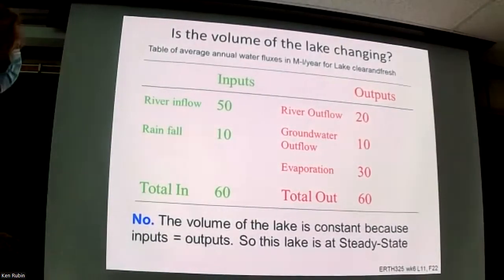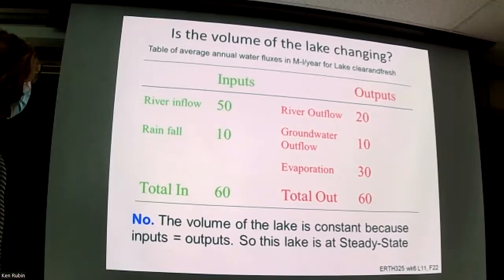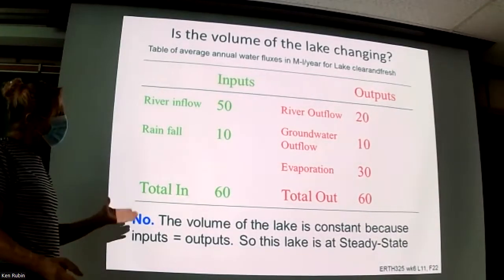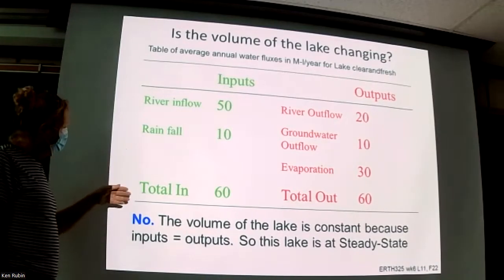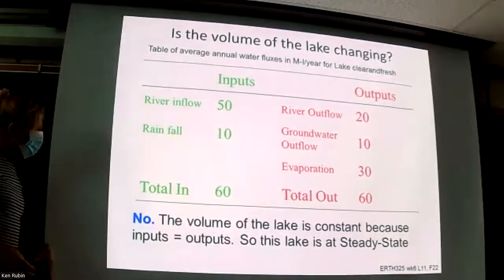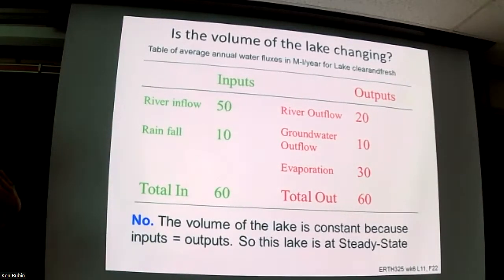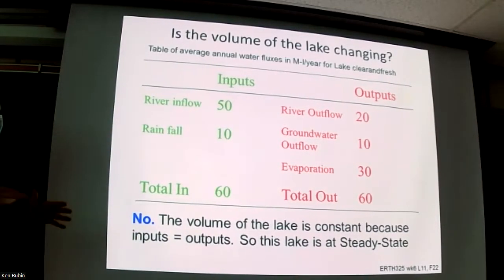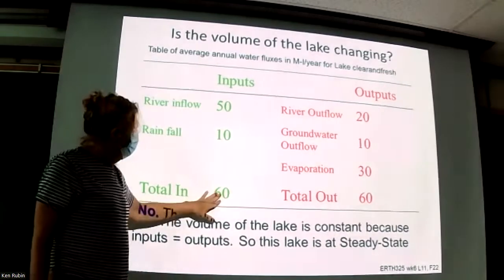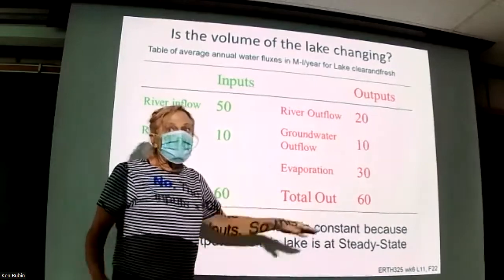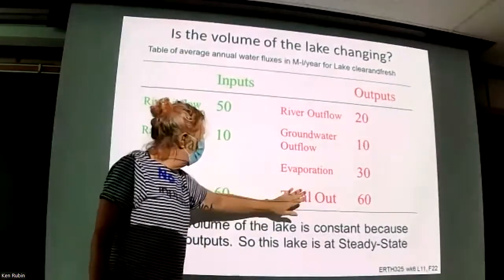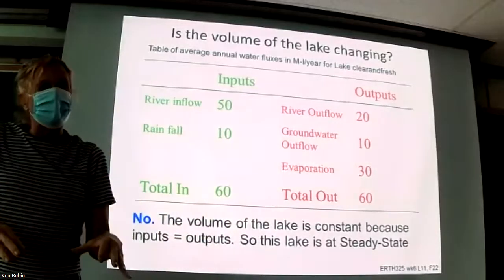So we can add those up, the inputs and the outputs. This is a contrived example that I made to be balanced, right? So the total input in and the total output out are the same, which means that the volume of the lake isn't changing. It's at steady state. Like I say, I built it that way. But if we added it up so that this number was higher than this number, then the lake would be growing in size. And if it turned out that this number was higher than this number, then the lake would be shrinking.